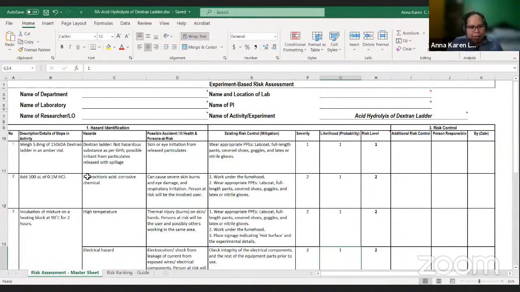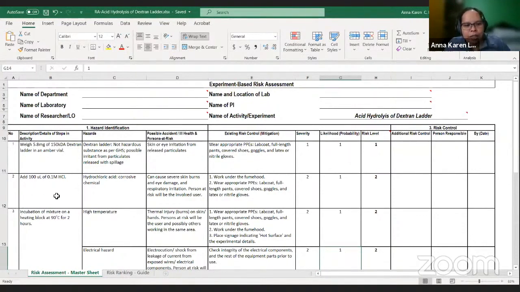And then you identify the hazards. For example, the dextran ladder is considered not hazardous, so there isn't much hazard except possible irritation from particulate matter. That will be your possible accident. The risk control will mainly be to wear your PPEs. So the risk level is low: severity is 1, likelihood is 1. You can do this in an Excel sheet and just put in the formula: risk level equals severity multiplied by likelihood.